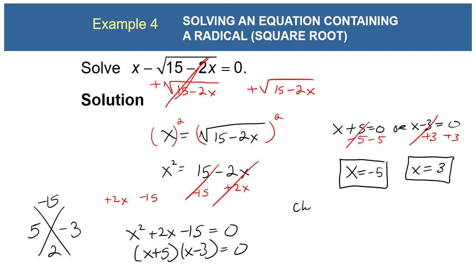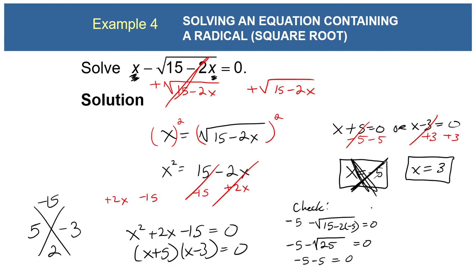So I'm just going to quickly check here. Let's plug in a negative 5 first to make sure that works. We are replacing this x with negative 5. So I have negative 5 minus the square root of 15 minus 2 times negative 5. That's negative 5 minus the square root. This is a plus 10, this is a 25, and is that 0? We have negative 5 minus 5, that's not equal to 0, that's not true. So we're going to throw out this solution. x equals negative 5 does not work, it fails.